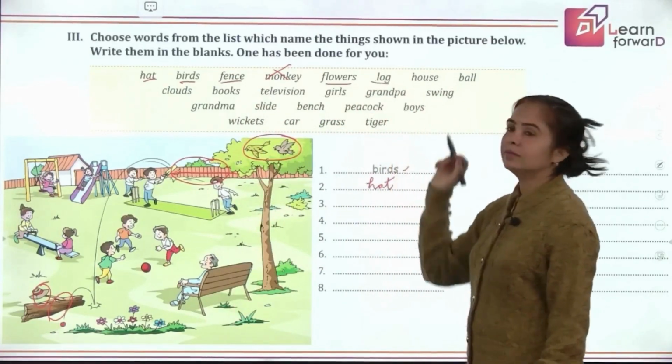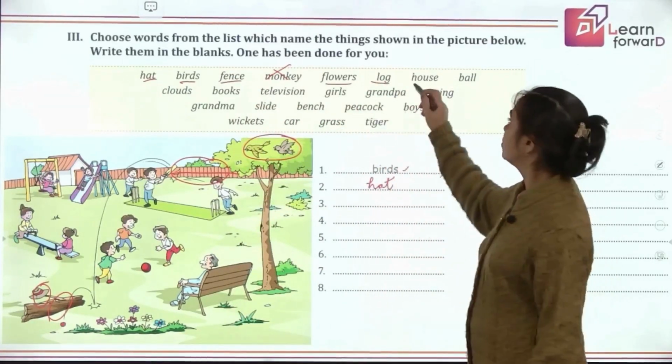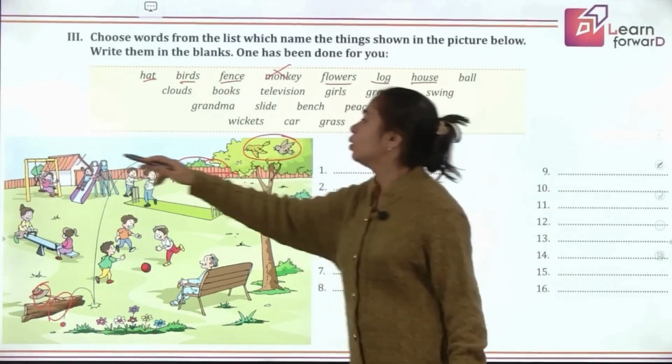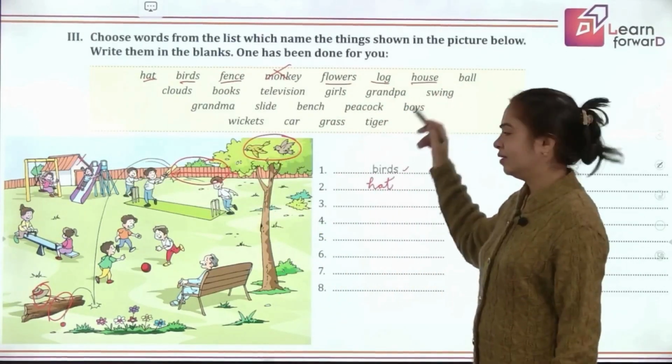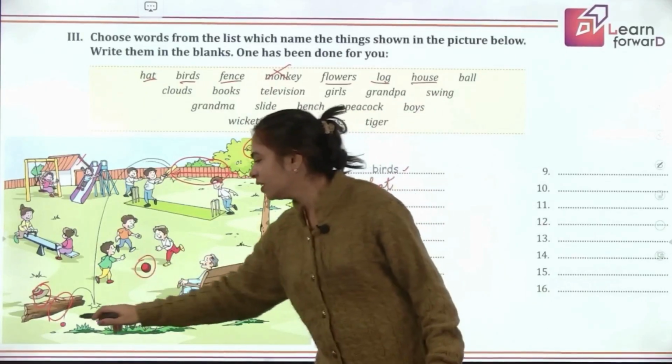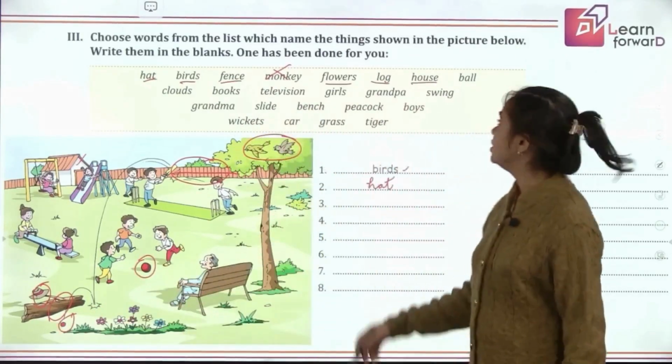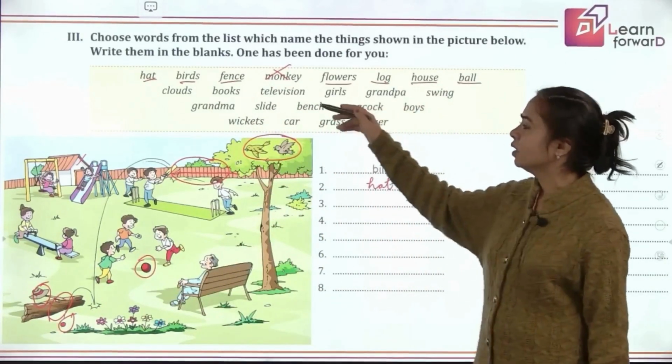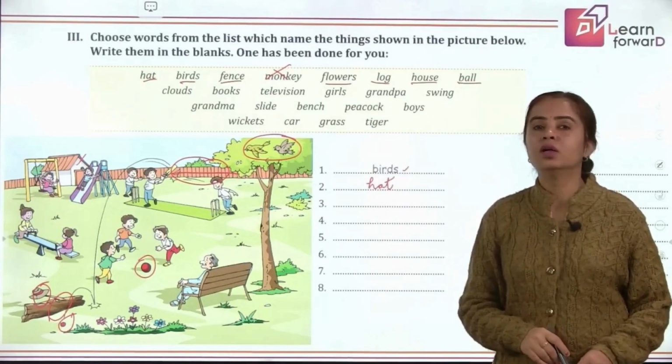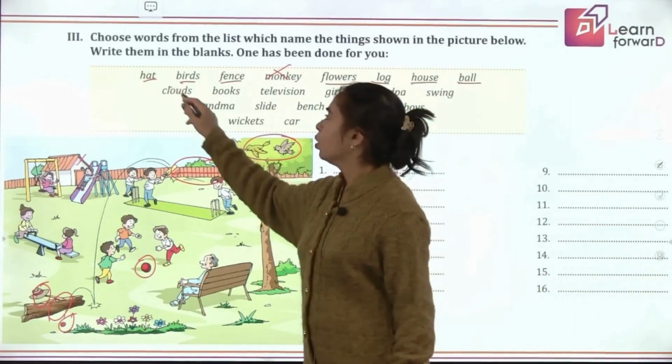Next. Yes, a house is right there. This is your house. Next, a ball. The children are playing with the ball. So I can see two balls here. That's also correct. Clouds, do we see here? No. So we are not going to write.